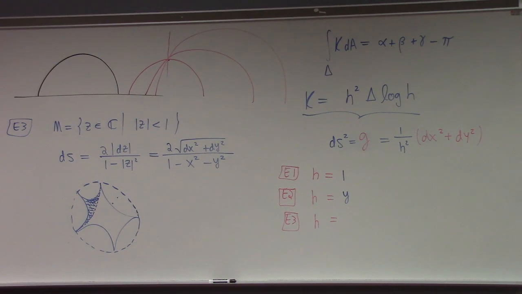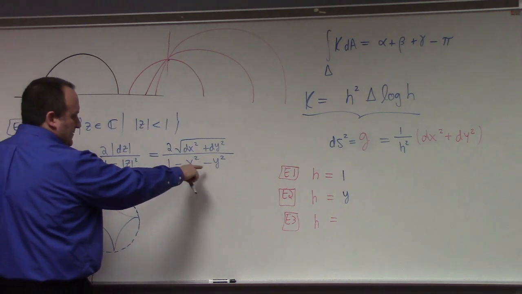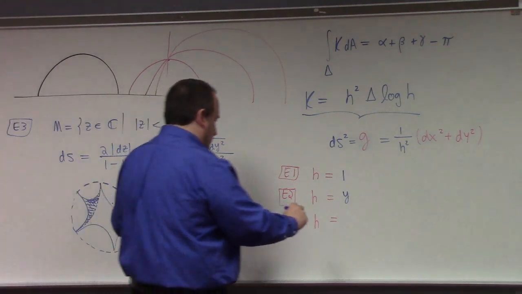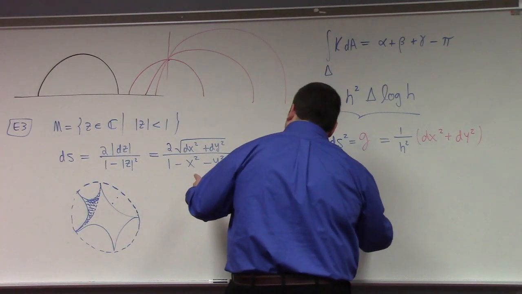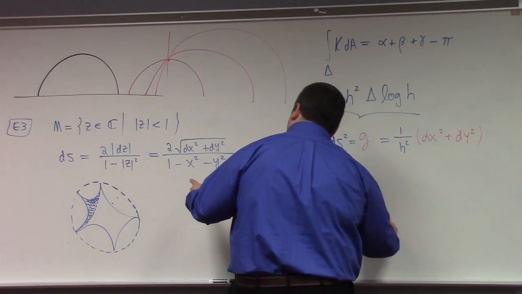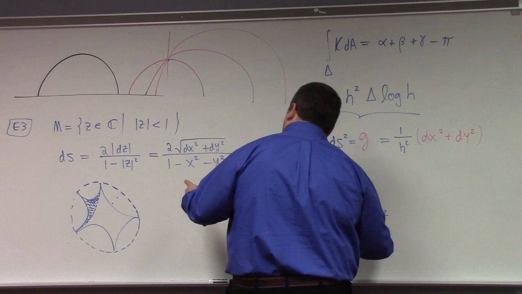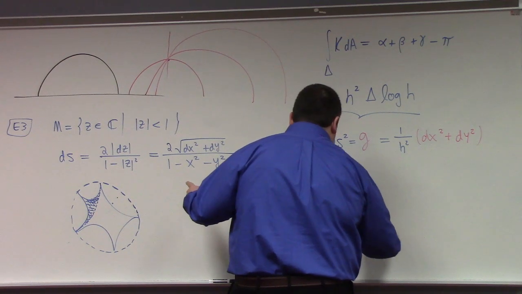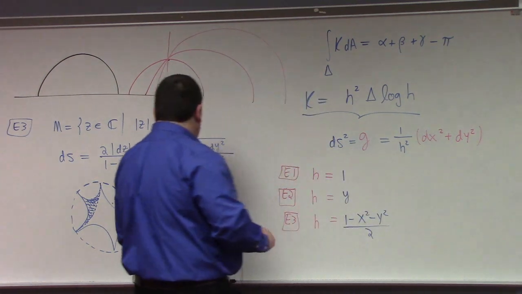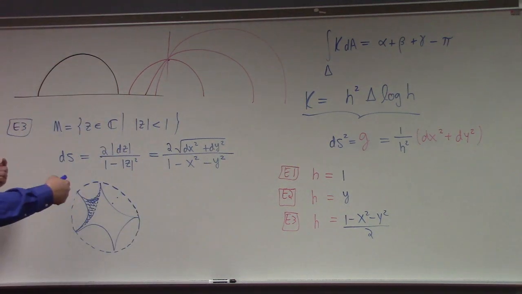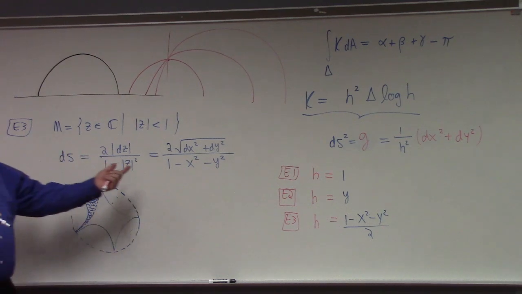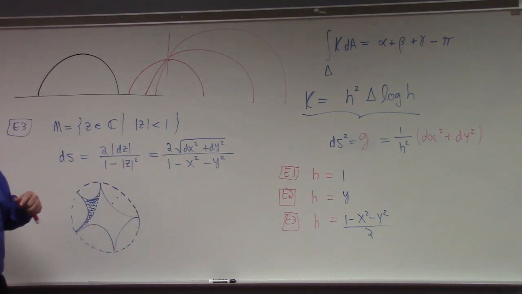Let's see here. So that would be, I'm trying to think. If I square this, what do I get? I get 1 minus x squared minus y squared, divided by 2, maybe? Is that right? Because when I square it, I should get h squared. So if it's unsquared, that means the thing that's sitting here is h, I think. All right?